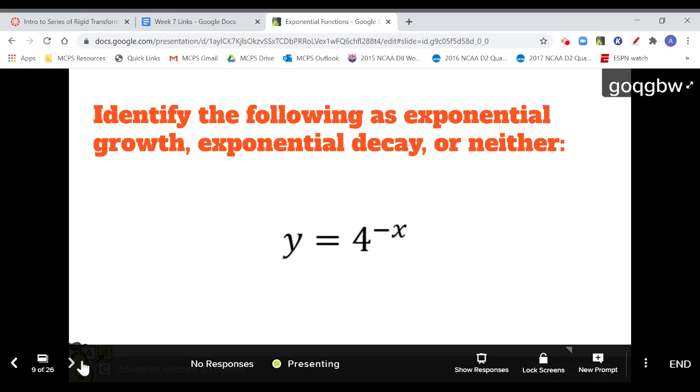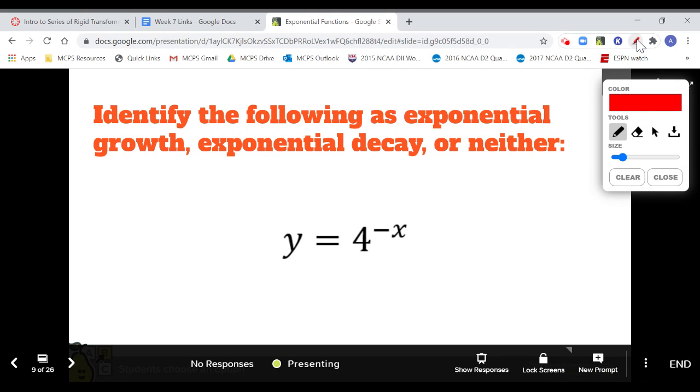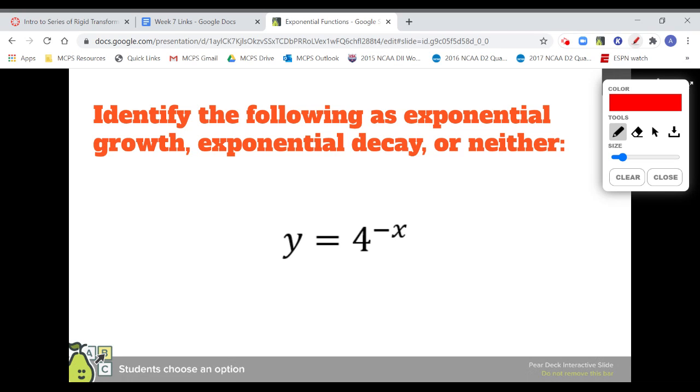Now we're looking at a slightly different problem. So here I have actually a very similar function, but I'm seeing a negative sign. So that might throw you off at first, but you'll learn how to tackle it. So basically, again, same starting point though. Is there an x in the exponent? Yes, there is. That means it's an exponential function.